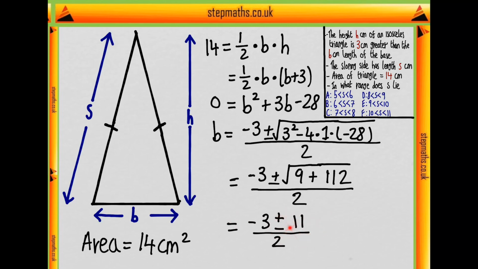Now, we've still got this plus minus here, but does that minus make sense? Minus 3 minus 11 over 2, that's minus 7. Does a length of minus 7 make sense? Not really. So we don't have to deal with a minus, we can ignore that now. We've got the plus. And if we have plus, this comes out as 4. So we have b equals 4. And so now let's try and find s.